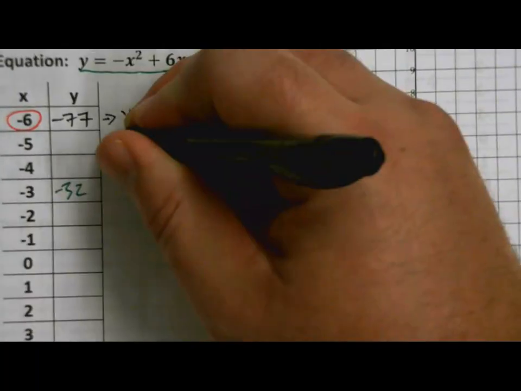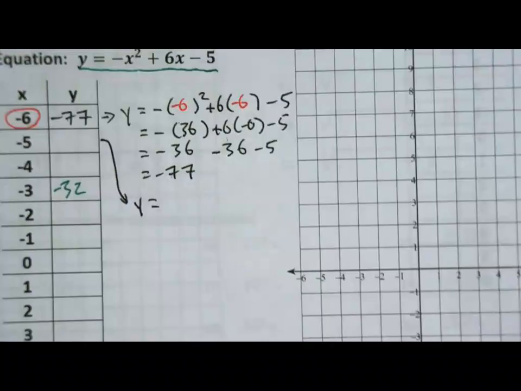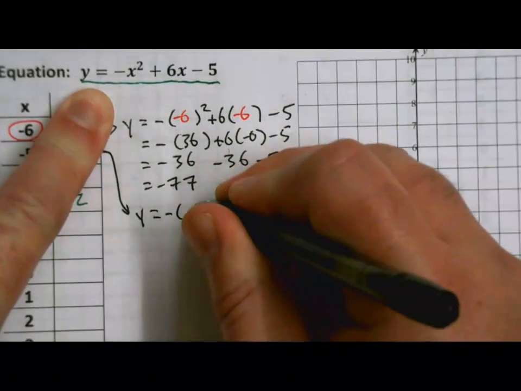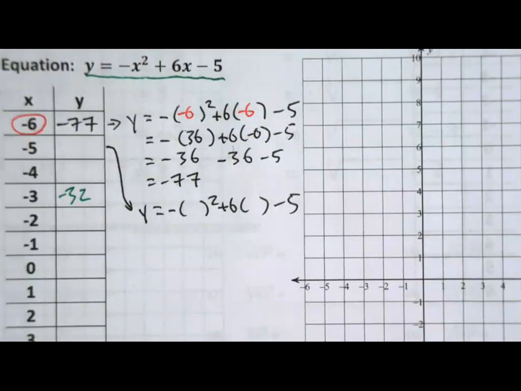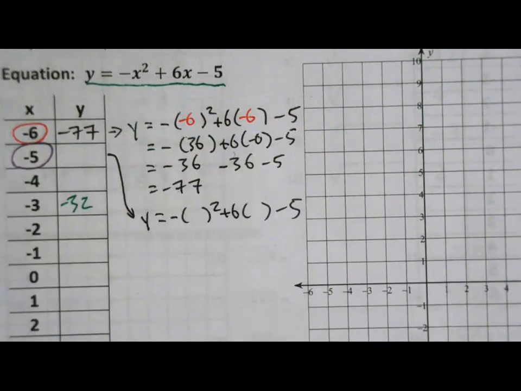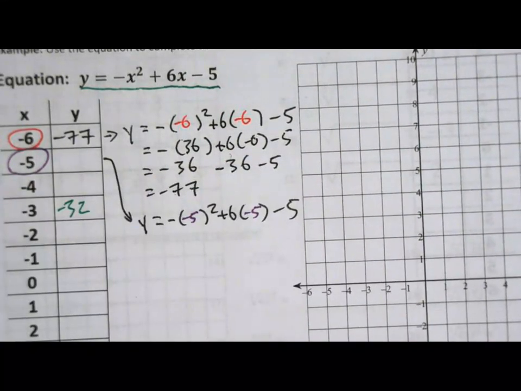Let's do -5. So start the same way we did just a minute ago. Start by rewriting your equation. It's the same equation we've been using. -x squared plus 6x minus 5. Except this time, what are we putting in place of the x? Well, let's do -5. I mean, we could put any one of these in there. We don't have to go in order.